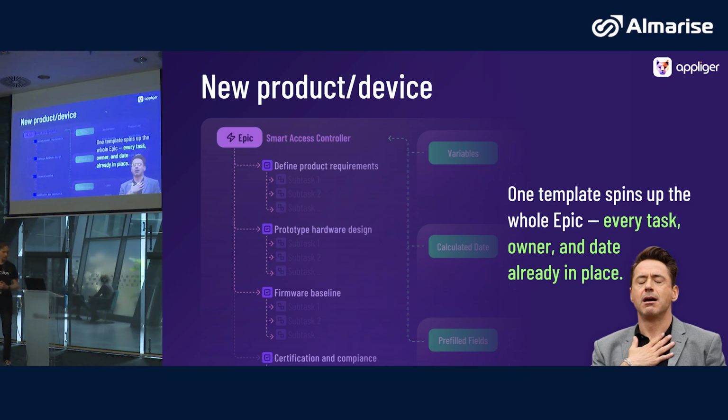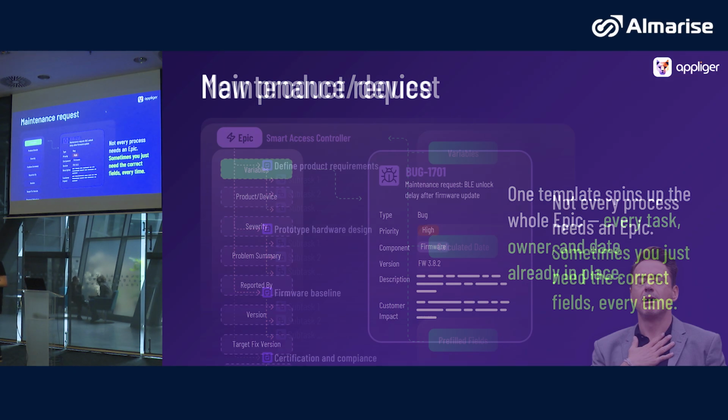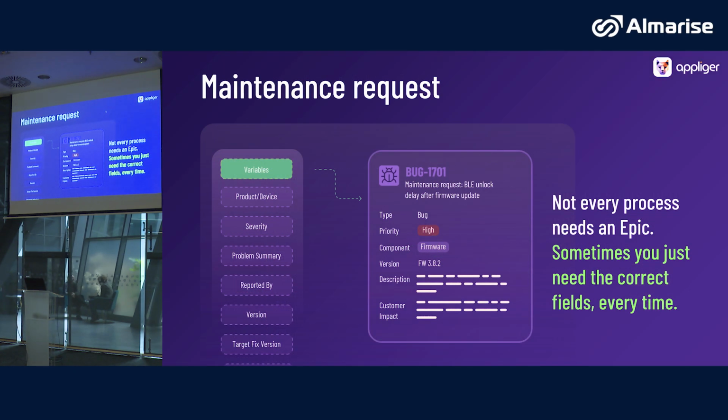The next use case is a maintenance request. This is another shape compared to the previous one. This is not an epic with multiple tasks and subtasks. This is just one ticket, but it doesn't mean that it should not be structured and properly defined.